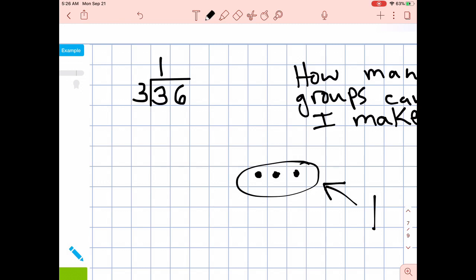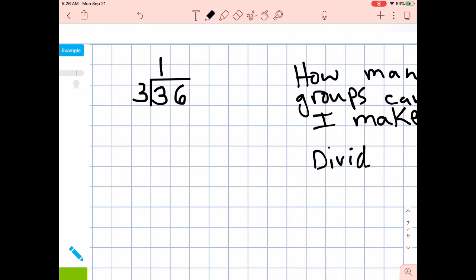The answer is 1. Now the way I like to remember this is that the first step is divide. I said, how many groups can I make? Making groups is division. The first step is divide.